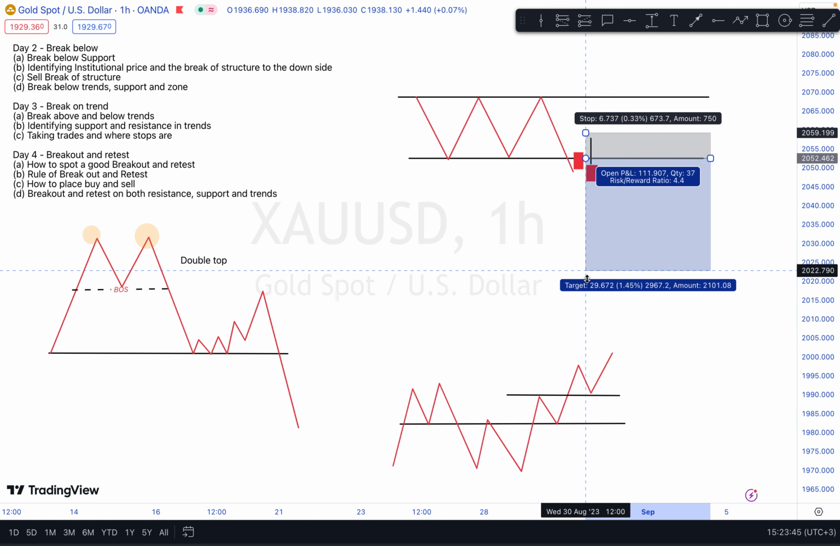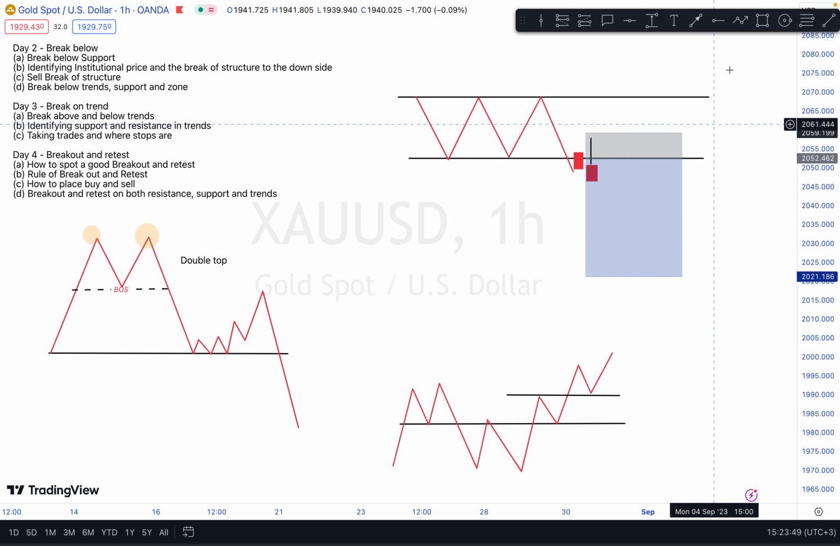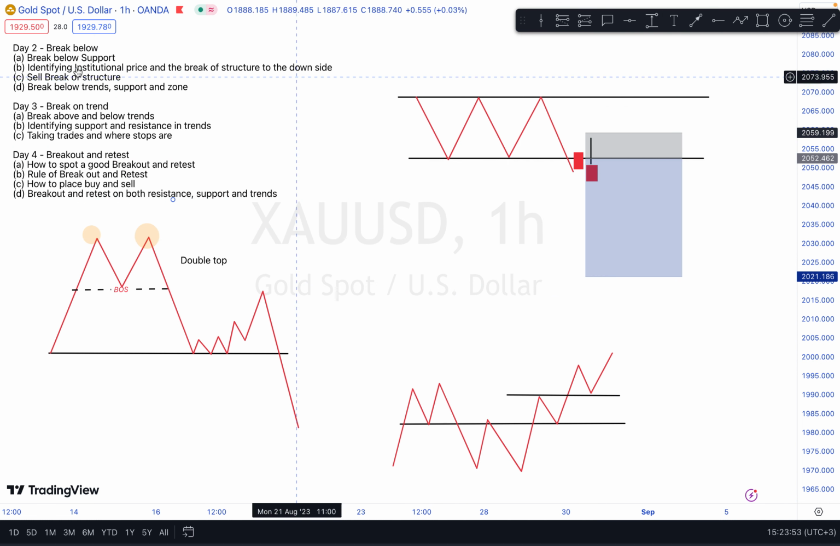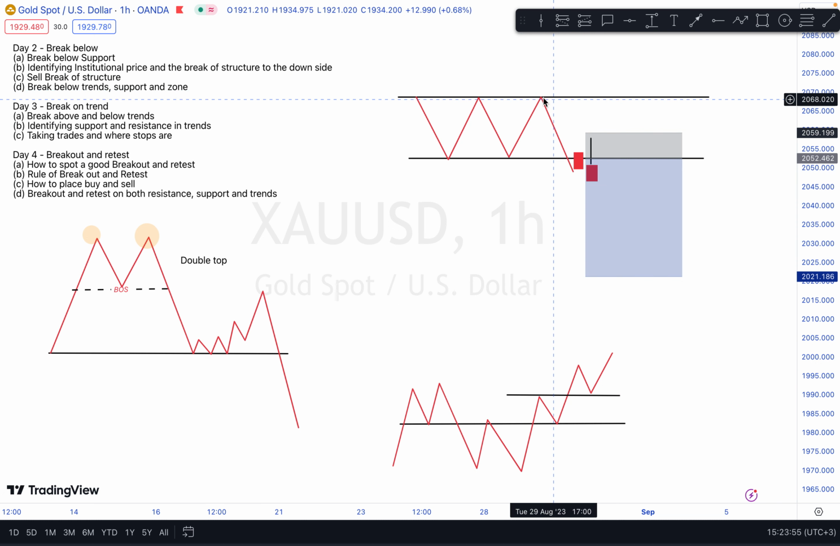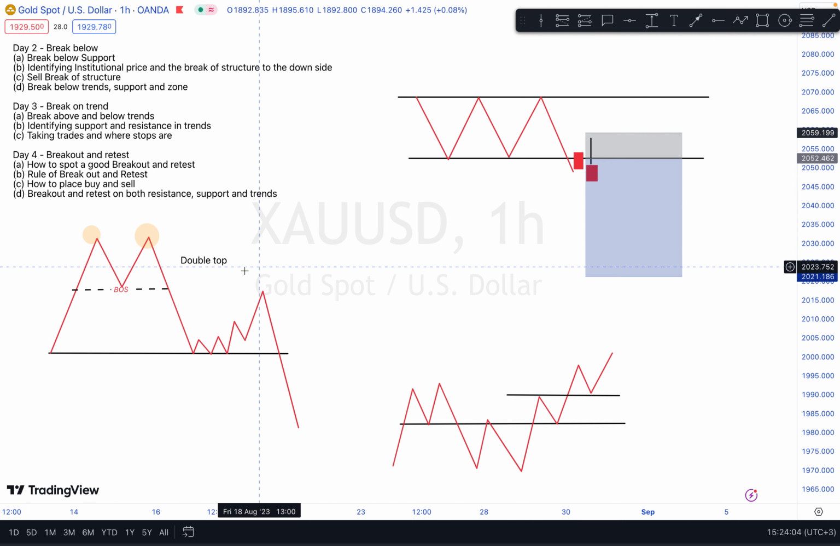and then you target the next support on the downside, and that's how you sell it. You do the same thing if it were a break above. Remember the previous class we had. Okay, we have break below trends, support, and zones. Those things we have here, we're just going to start with the break below trends.